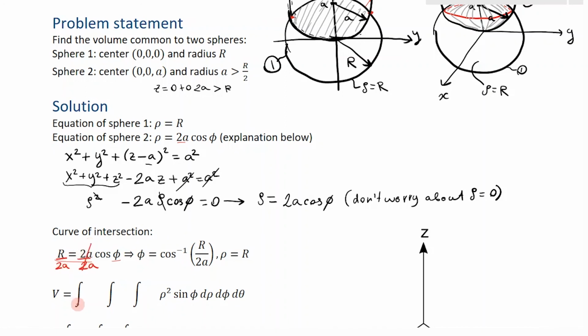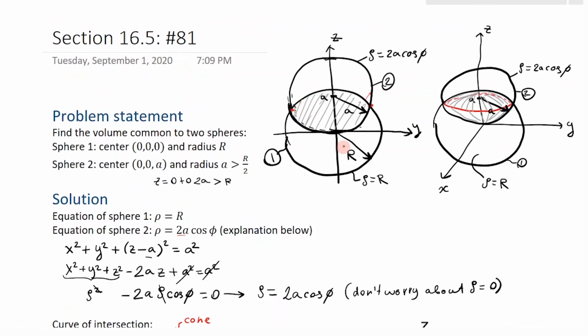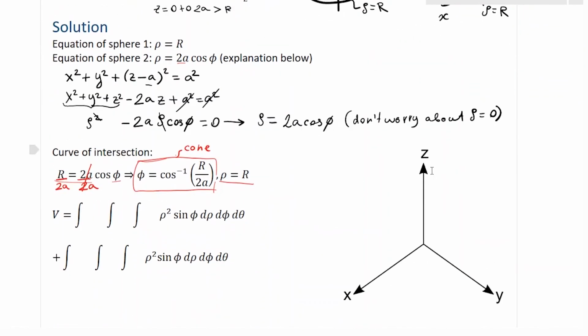So then this cancels. And then we have phi equals cosine inverse of r over 2a. So I took cosine inverse of both sides and I got this. Now, the reason I'm writing this is because just by itself, this will describe a cone. But we know that the set at which the two spheres intersect is not a cone. It's a circle. So I need some more information.